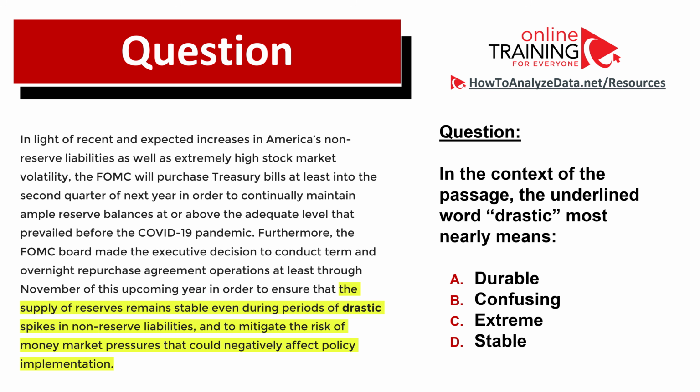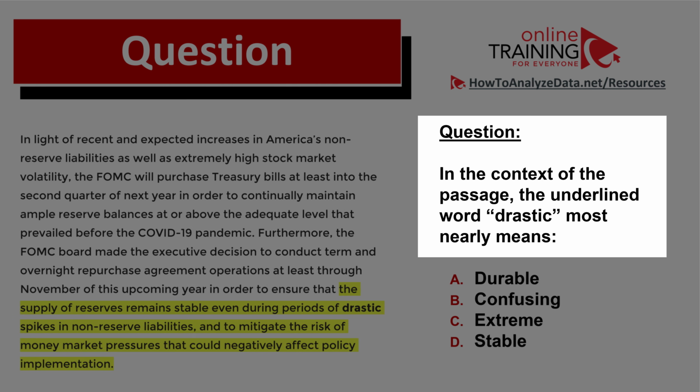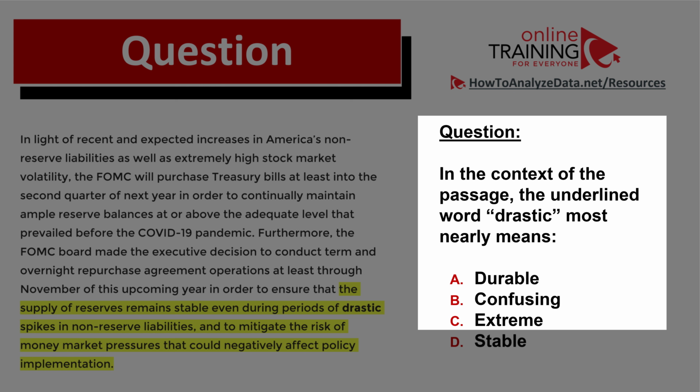And now here's the question for you to try. Please pause this video and read the passage on the left. After you read the passage, here is the question. In the context of the passage, the underlined word drastic most nearly means, and you have 4 different choices. Choice A, durable. Choice B, confusing. Choice C, extreme. Or choice D, stable.